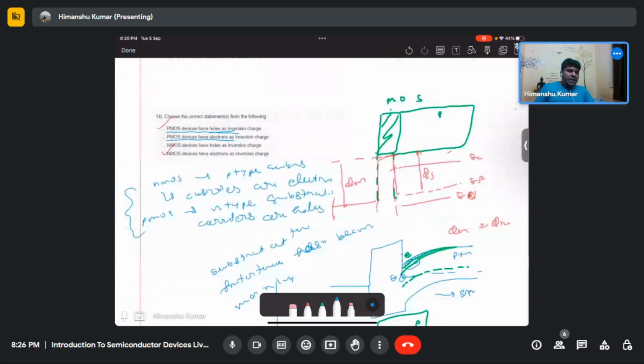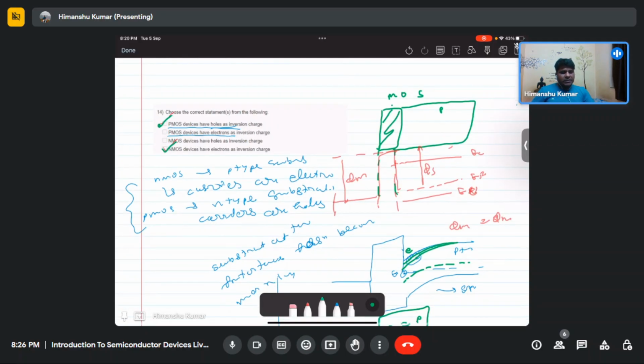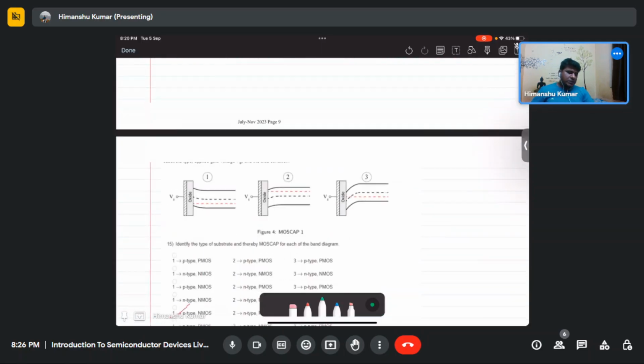In case of an NMOS device, the electrons are the inverted charges, or electrons are the main carriers. In case of a PMOS device, holes are the inverted charges, or holes are the main carriers. So based on this, the correct answer will be the first and last. The other options are just the reverse, so you can neglect them.